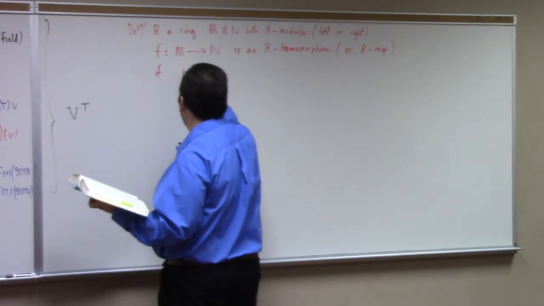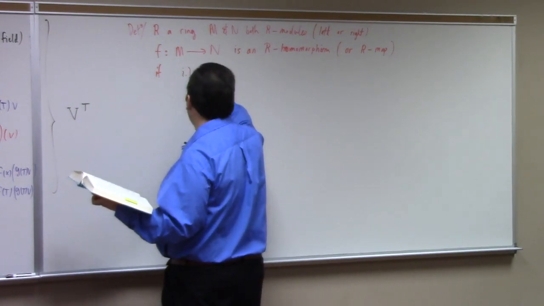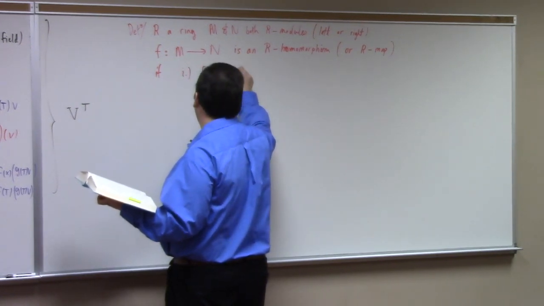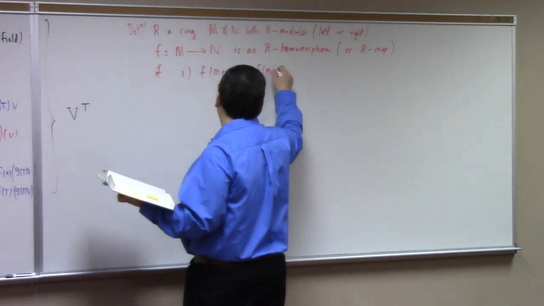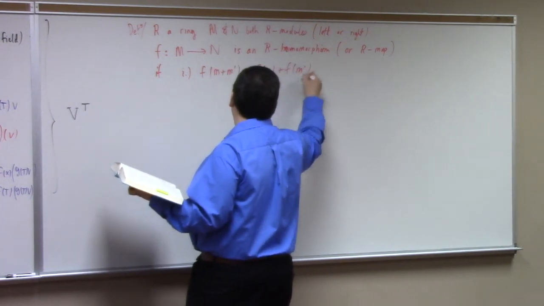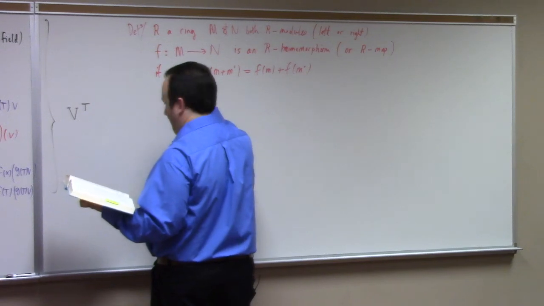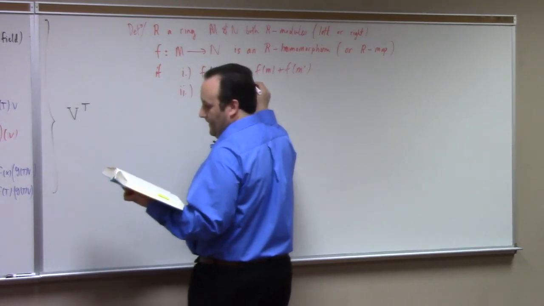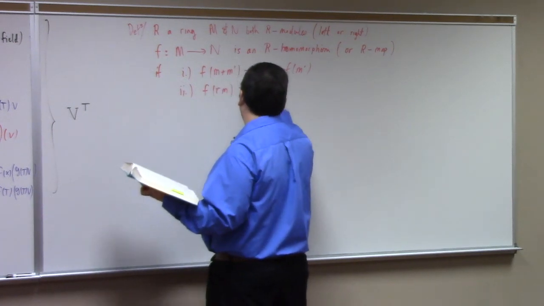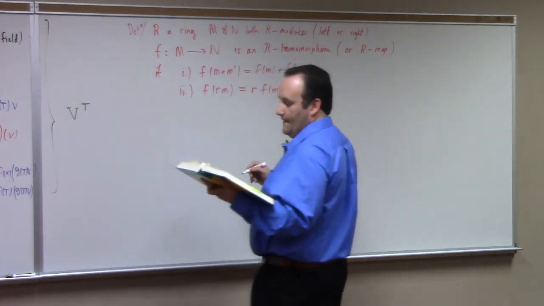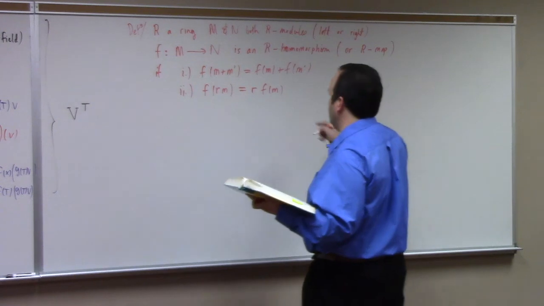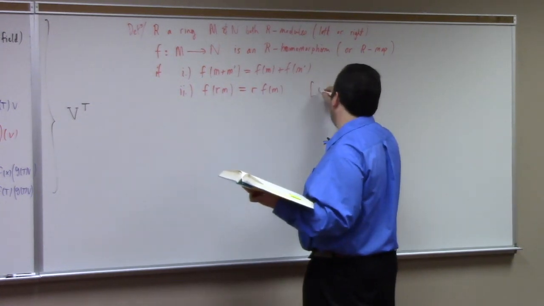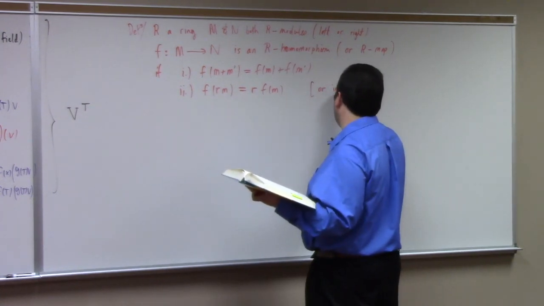First of all, we need the additivity: f of m plus m prime is f of m plus f of m prime. Second, that f of Rm is equal to R f of m. Right? This would be the left case, or the right case.